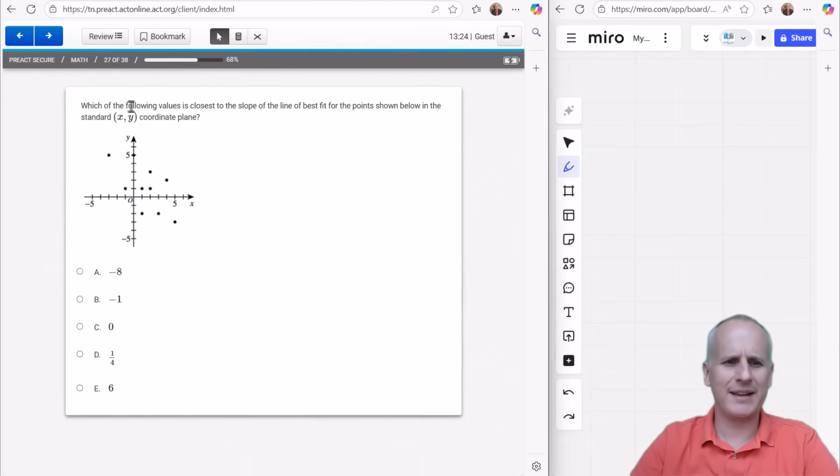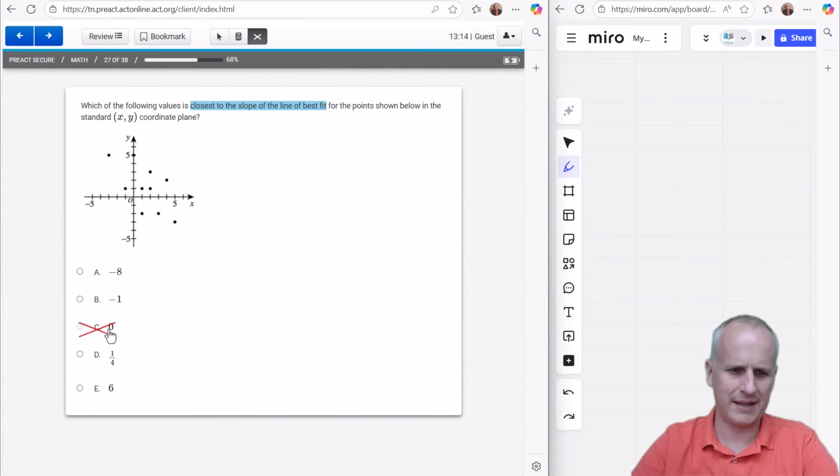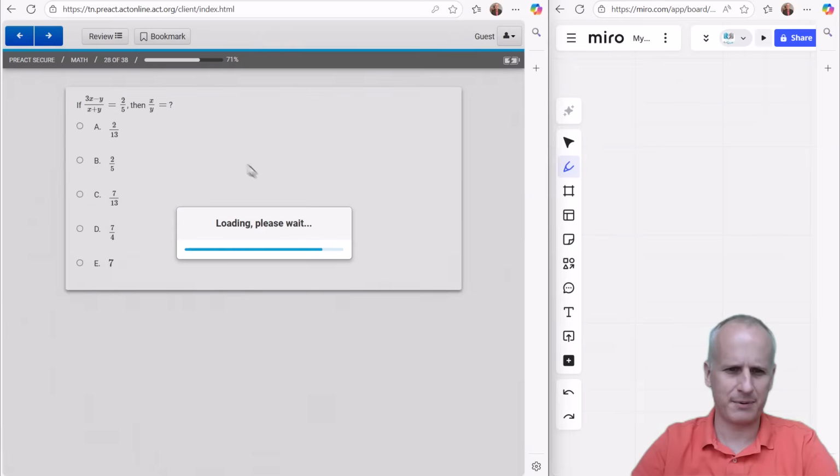Here, we are being asked for which of the following values is closest to the slope of the line of best fit. I need to recognize that there's a point out here, there's a point down here, it's got to be negative. That's going to allow me to eliminate C, D, and E immediately, and I should be able to tell that it's not so steep as to be like -8, which would be going way over here, not into the first and fourth quadrants, so we can select B just by estimating by visualization, and we'll move on to the next problem.